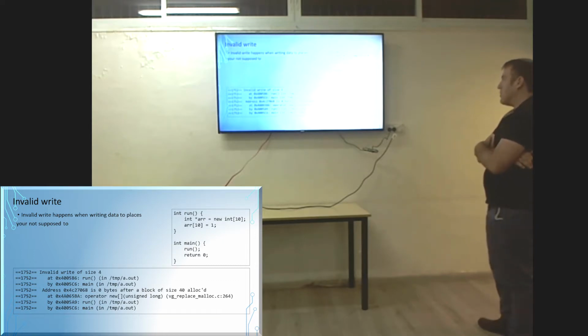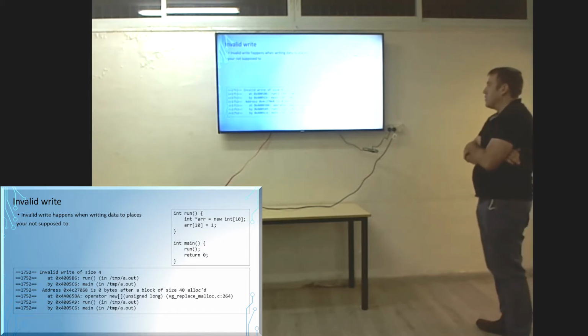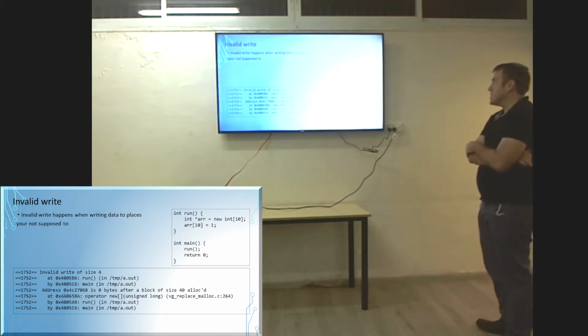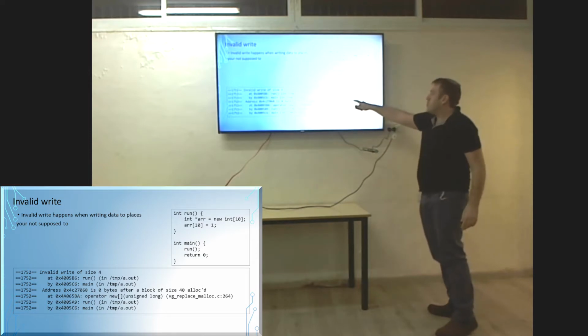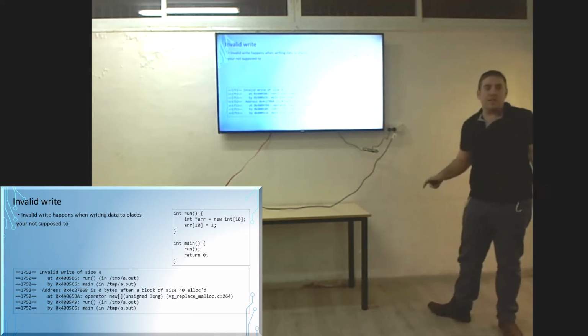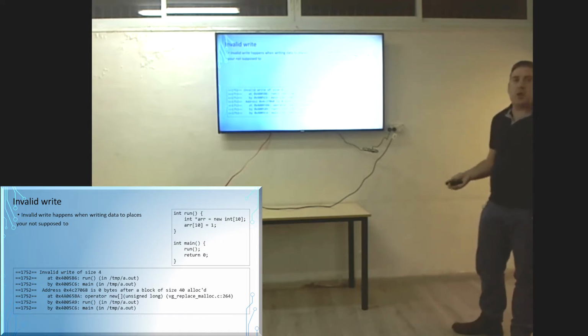So here we also have an invalid write of size 4, because this is an integer. We're trying to access 4 bytes from a place we're not supposed to, but Valgrind also tells us that this is zero bytes after a block that you did allocate, meaning it knows if this is a random place or a place you allocated before, and where the address came from.